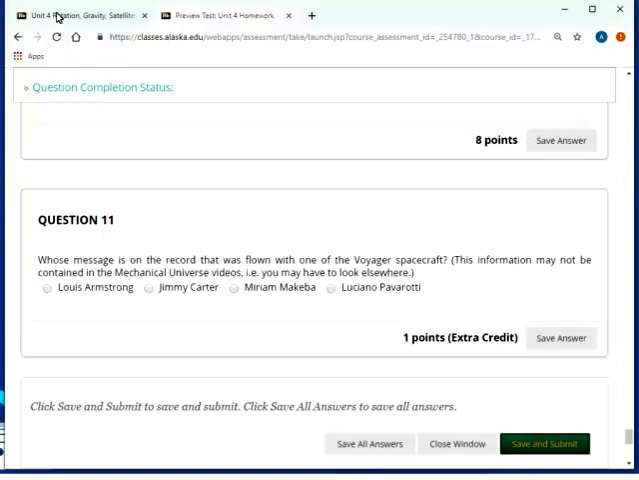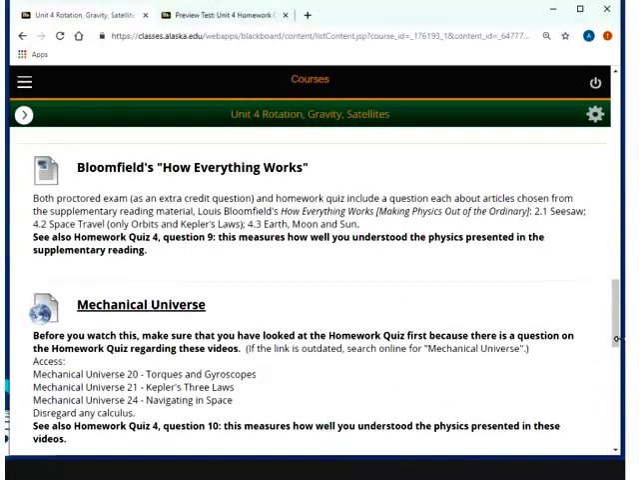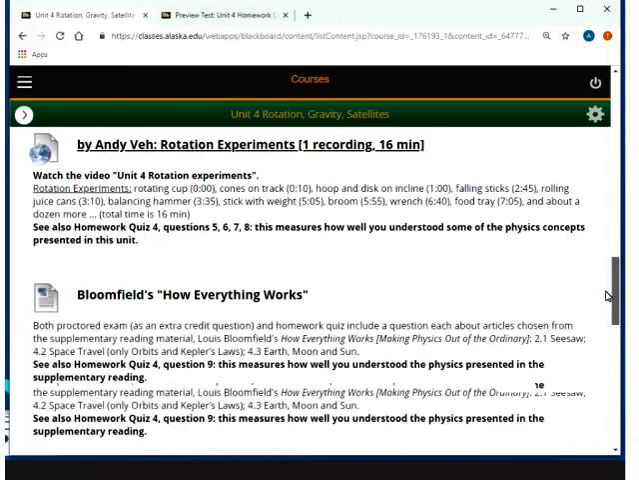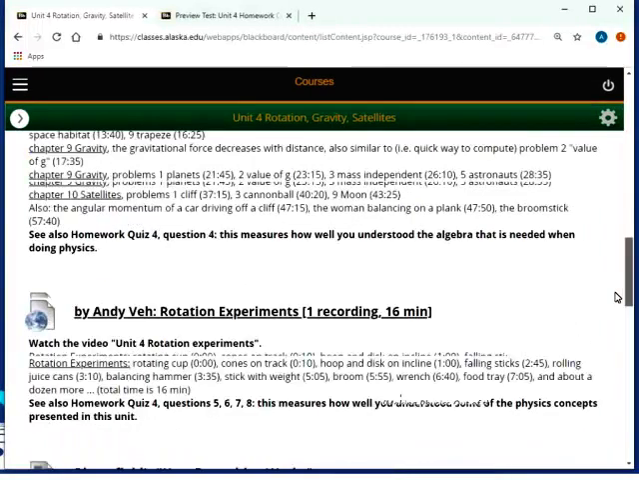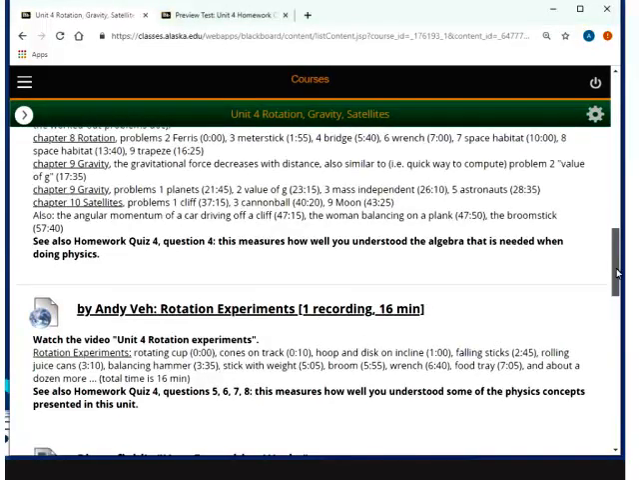Okay, let me just go back to this one here. So here you have the mechanical universe. Watch these videos. You have to click on this link here, read through the book, this extra book here, watch my rotation experiments recordings, and I think there's only one. It's relatively short for all the experiments that I did. And this one here, I basically gave the answers away.